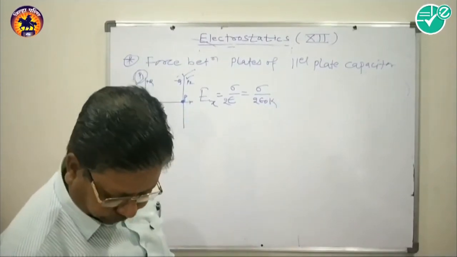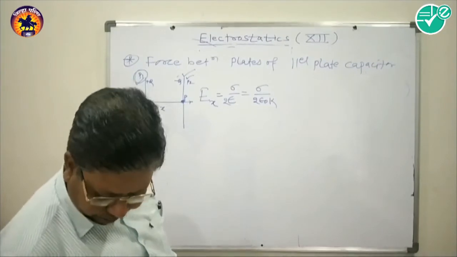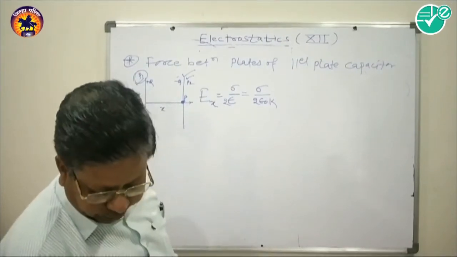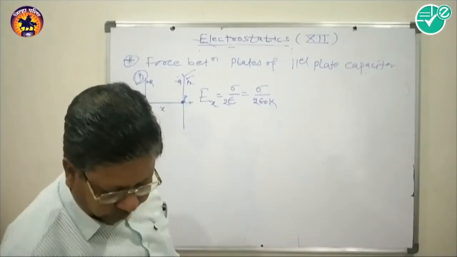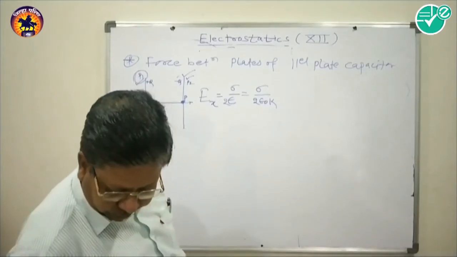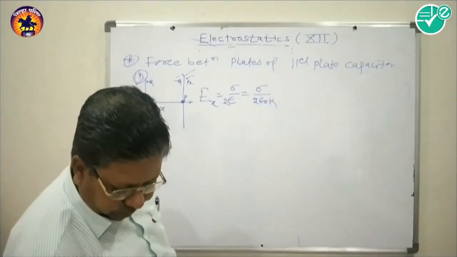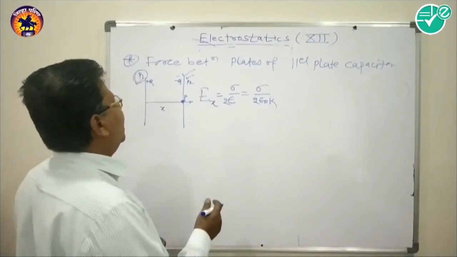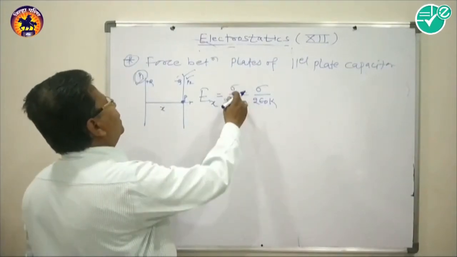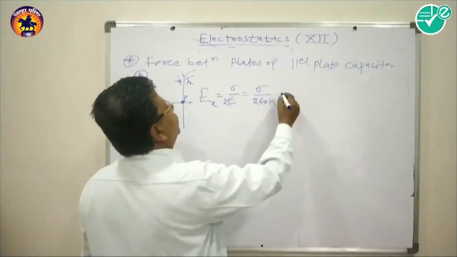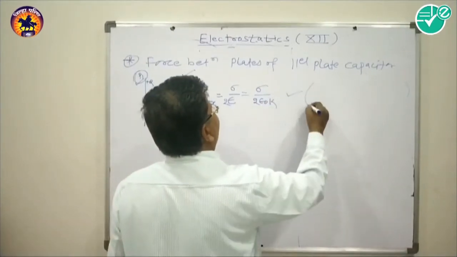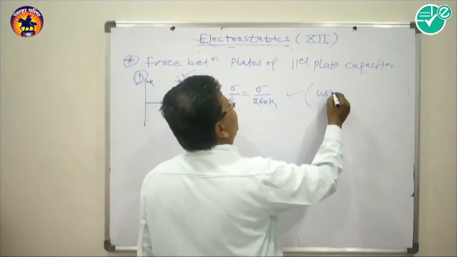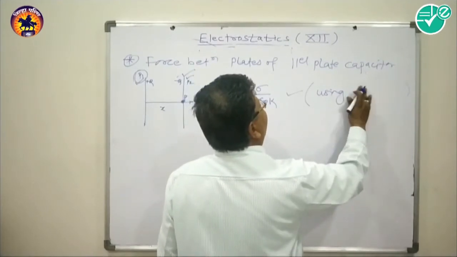So, in case of a parallel plate capacitor, the force between two plates separated by distance small r is equal to sigma divided by 2 epsilon, which is equal to sigma divided by 2 epsilon 0. This is by using Gauss's application.